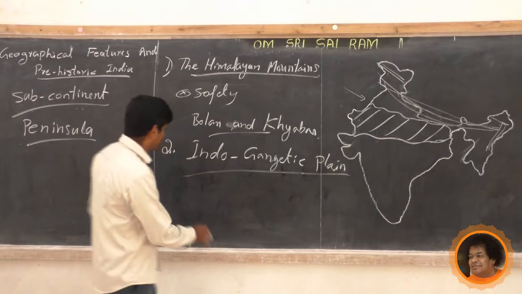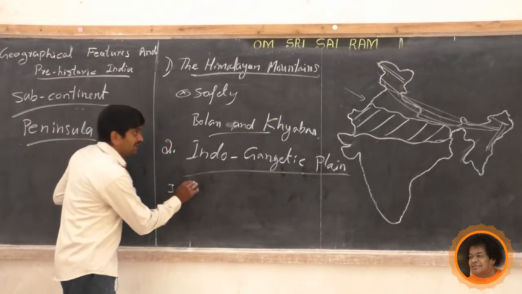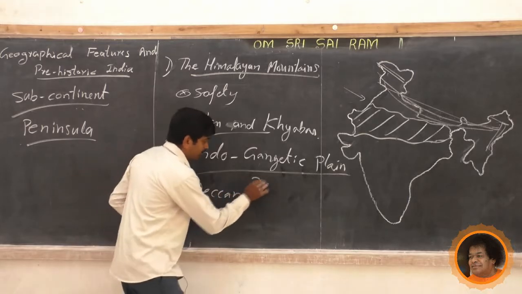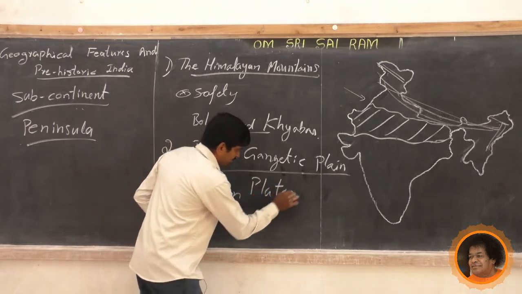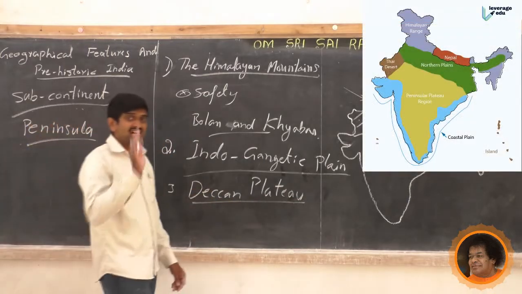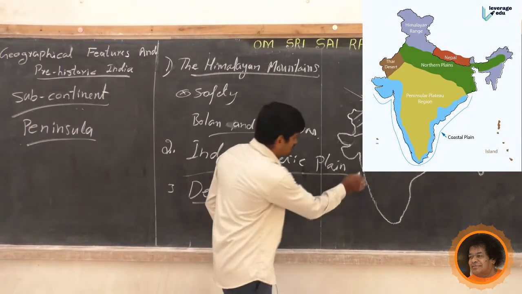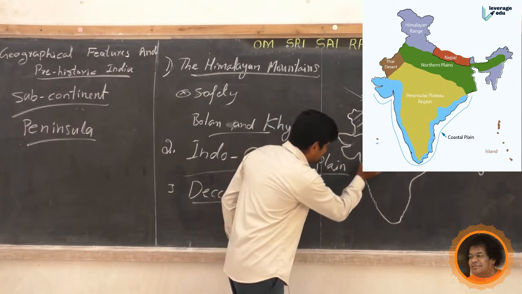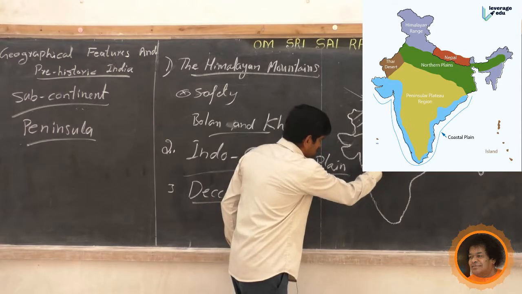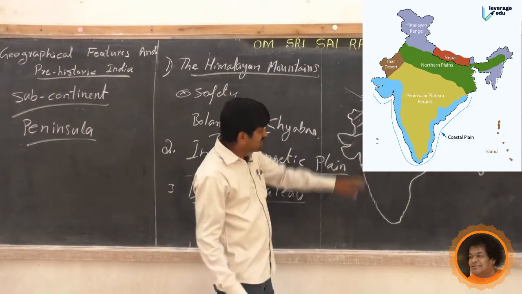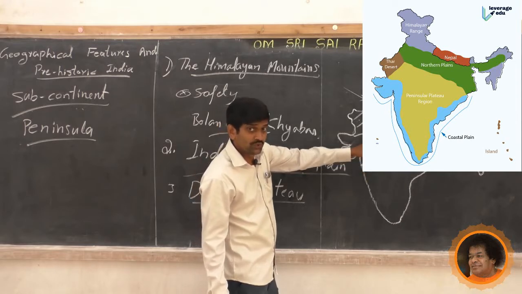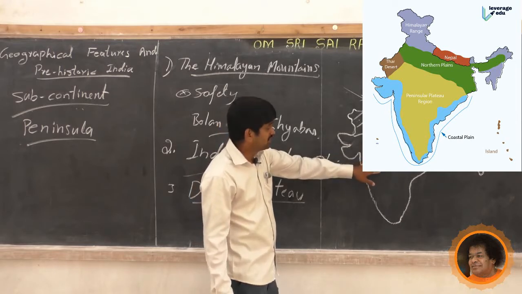And next, the third one, we have the Deccan Plateau. You know that there is the river Narmada. The river Narmada is in this area, starting from Madhya Pradesh. This Narmada river divides India into two, the south and the north.